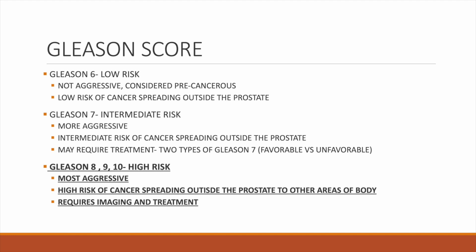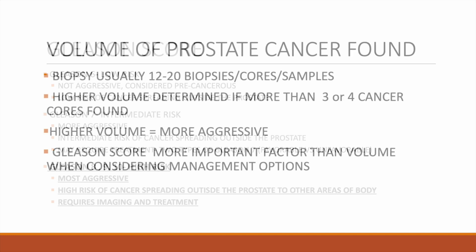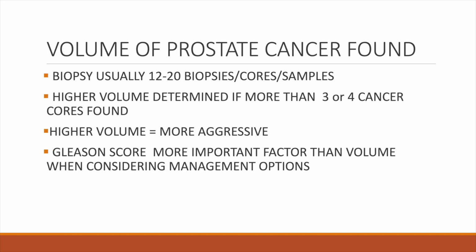So what do we do next is we look at how much volume of cancer was involved. We take about anywhere from 12 to 20 biopsies or cores or samples. Anything above 3 or 4 is considered higher volume, but the Gleason score is the most important, with the type of volume being the second most important kind of factor to determine what we do next.